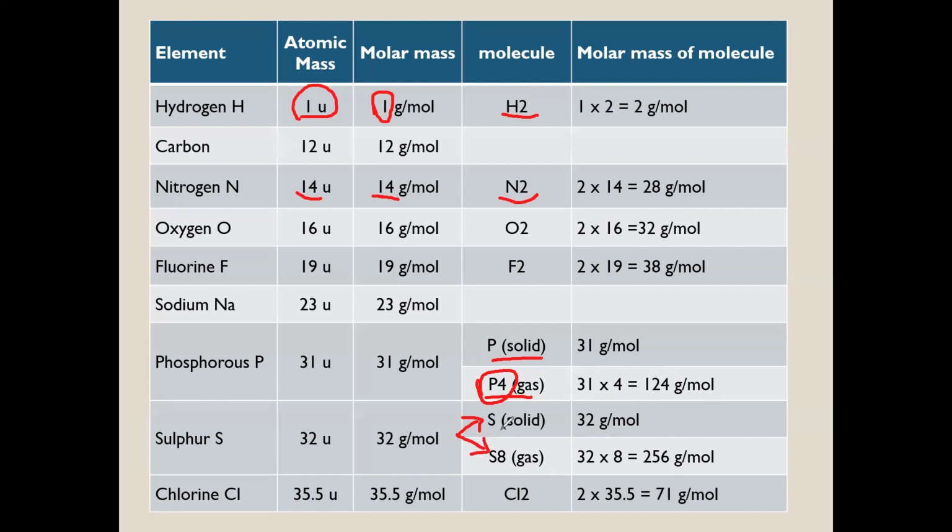Solid sulfur doesn't form a molecule, okay? So its molar mass is 32, while sulfur gas exists as S8, a molecule of 8 sulfur atoms linked together. So the molar mass of sulfur gas is 32 times 8 because there are 8 sulfur atoms. Chlorine exists as Cl2, same idea. Okay?